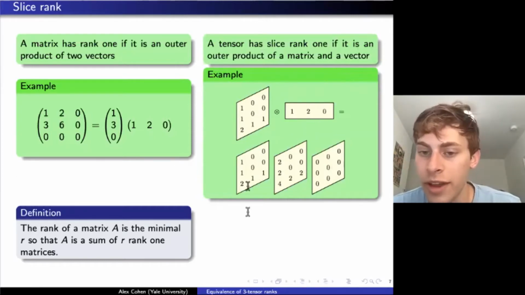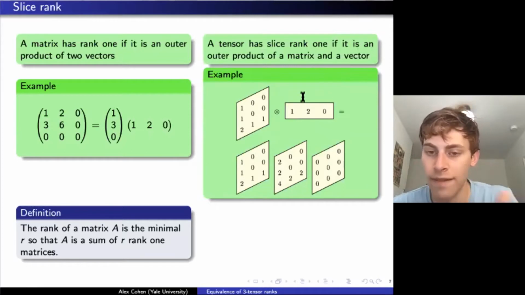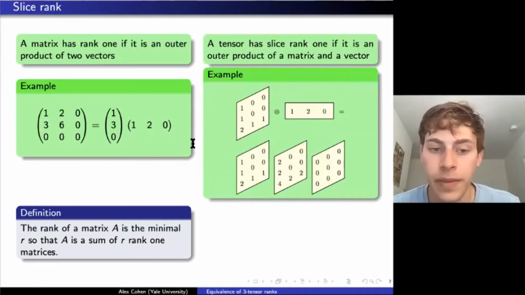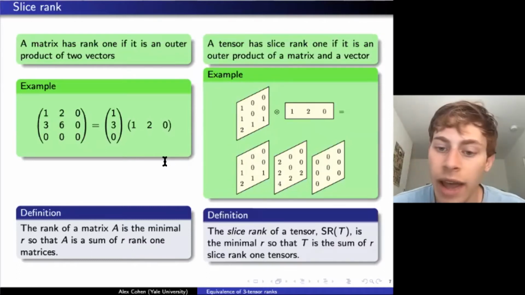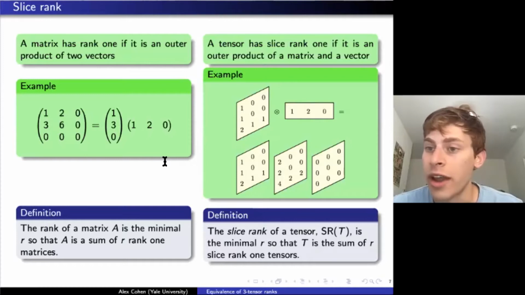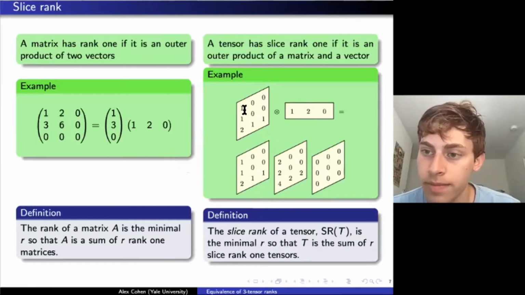And the reason it's called slice rank is because we have these matrix slices that are all linear multiples of each other. So this is a slice rank 1 tensor, and we define the slice rank of any tensor to be the minimal R so that we can write it as a sum of R slice rank 1 tensors.